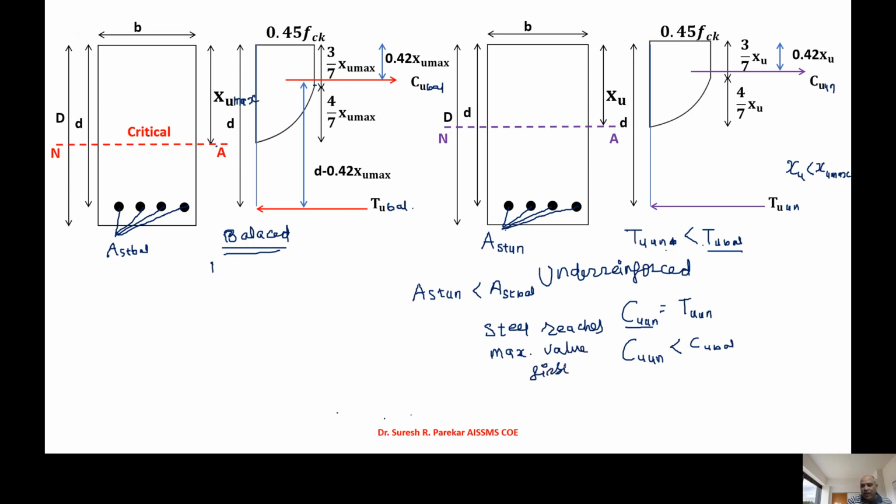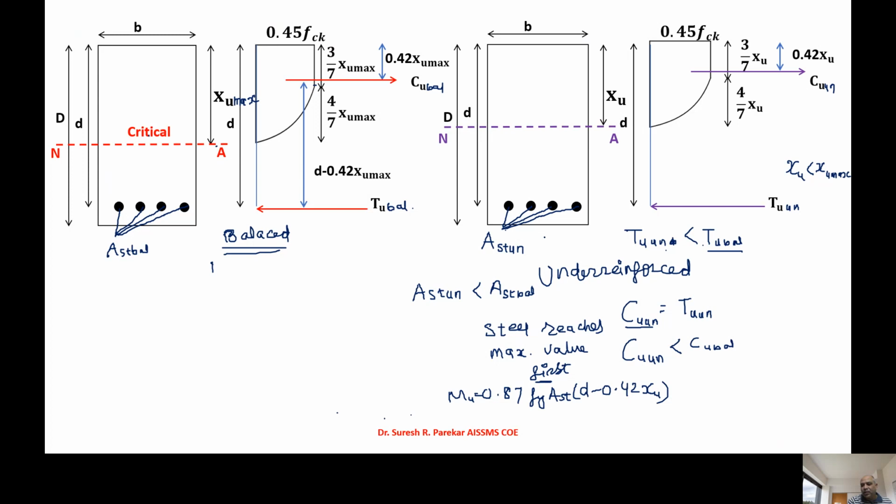As we are going to say, this area of concrete we are considering is less than this area of concrete. So my concrete material will be less than the permissible stresses. And as steel reaches maximum value first, we have to use the Mu formula, that will be 0.87 Fy Ast into d minus 0.42 Xu. Because steel reaches maximum value first, concrete is not going to reach maximum value.